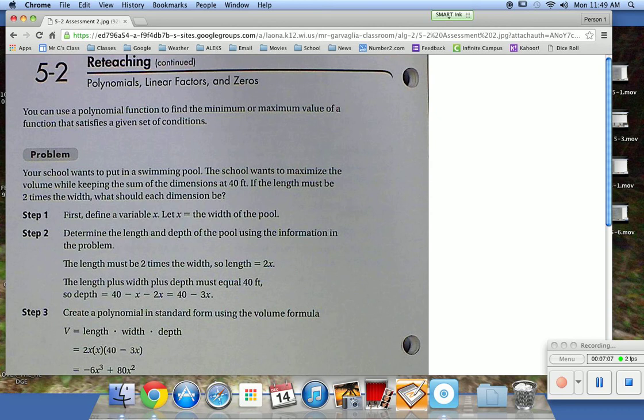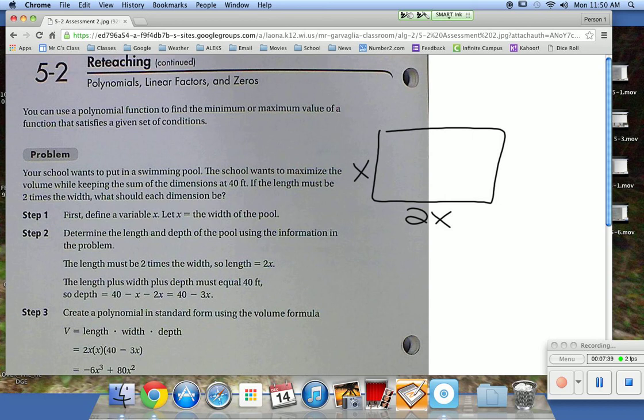So if I have a pool that's 20 by 20 feet, right, that's the sum of my dimensions. Yeah, equal 40. So we probably go 10, 10, 10. It's a small pool. If the length must be 2 times the width, okay, so we've got to think about this. If the width is x, 2 times the width is 2x, right? All right. What should the dimensions be?